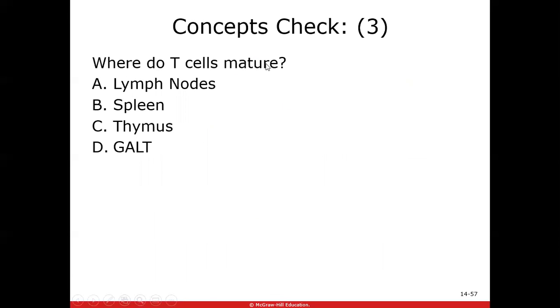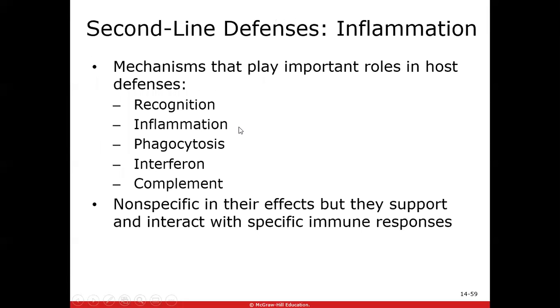Okay, where do the T cells mature? Thymus. Where do B cells mature? Bone marrow. Okay, now that was all still part of the first line of defense. Let's go to the second line of defense.